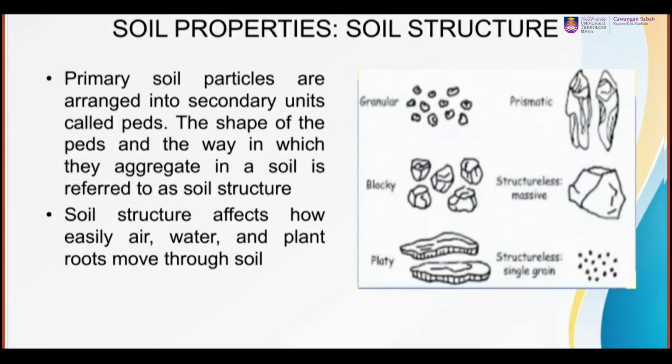Next, we are going to talk about soil structure. Primary soil particles are arranged into secondary units called peds. The shape of the peds and the way in which they aggregate in a soil is referred to as soil structure. Soil structure affects how easily air, water, and plant roots move through soil. There are several types of soil structure, which are granular, blocky, platy, prismatic, structureless massive, and structureless single grain.